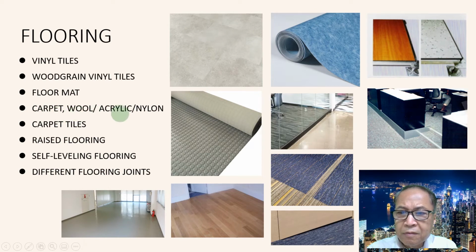Carpet, wool, acrylic, nylon. Carpet is made in wool, acrylic, and nylon. It's best in wool, but wool is expensive. Acrylic is called a man-made wool. And nylon is very tough, but the feeling is not good. So mostly it's acrylic now. It's tough, not expensive. Carpet tiles. This is carpet tiles. You see, you can make it in different patterns. You see, these are two kinds of carpet tiles. You can make a pattern.